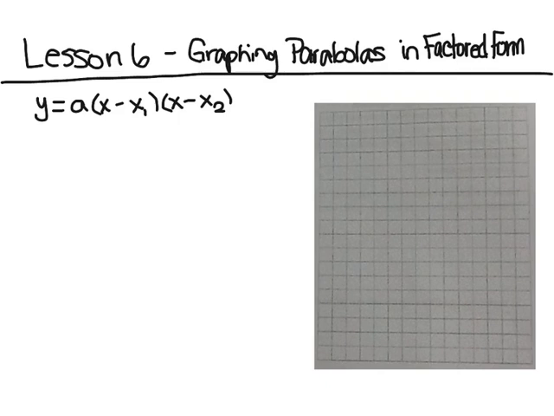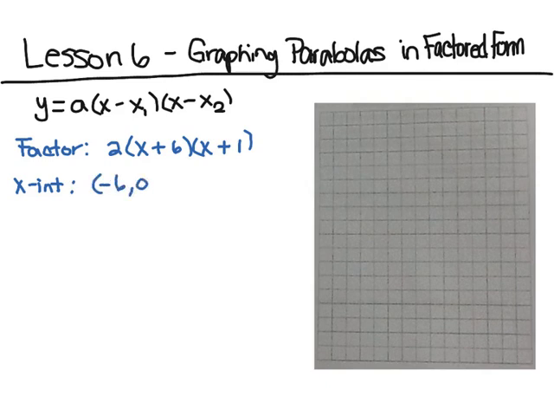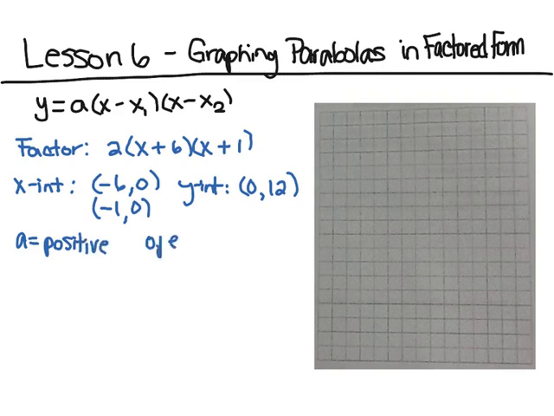Now we want to graph. So we already know that our factored form was 2 bracket x plus 6, x plus 1. We already know that our x-intercepts are negative 6, 0 and negative 1, 0. We also know that our y-intercept is 0, 12. We know that a is positive, so it opens up. And we want to find our vertex.